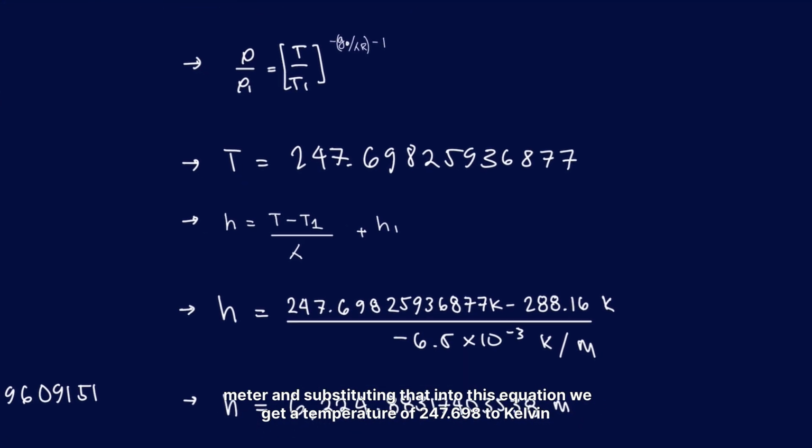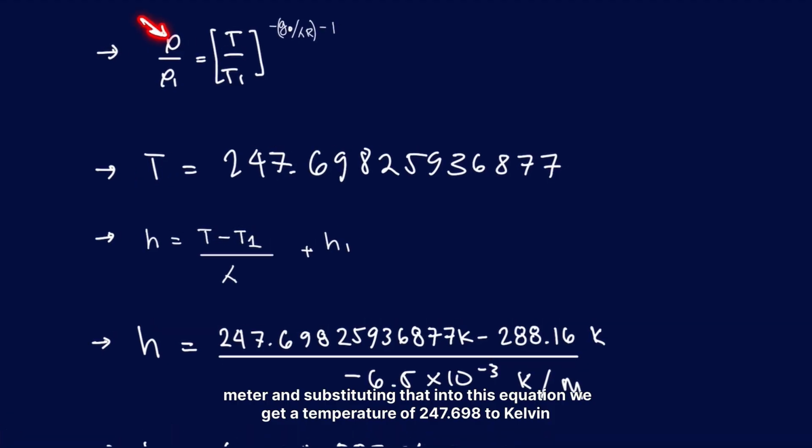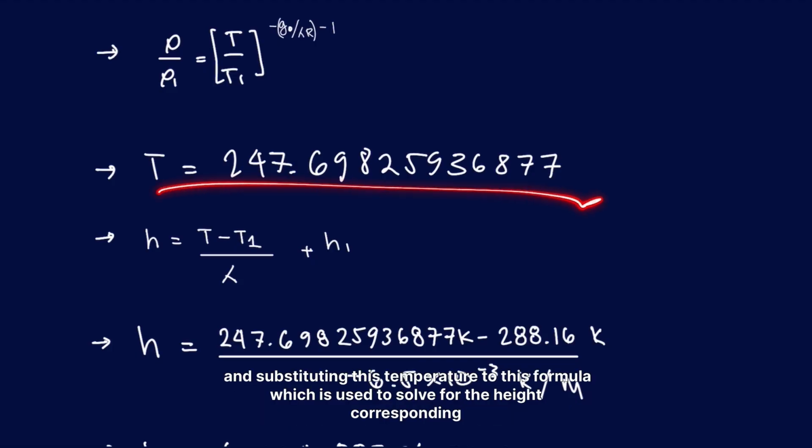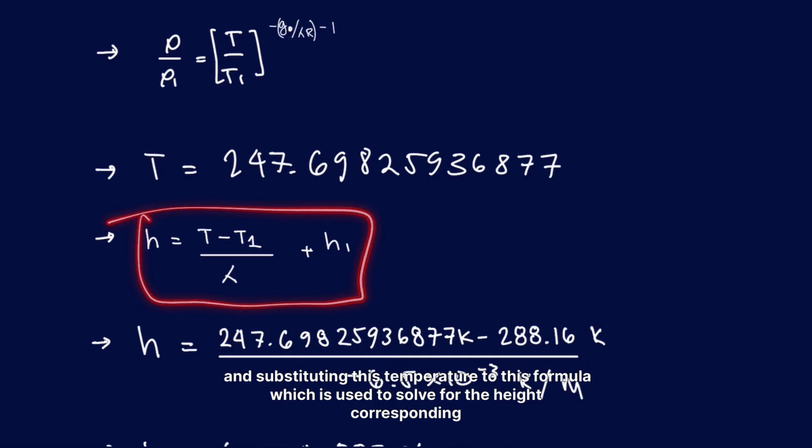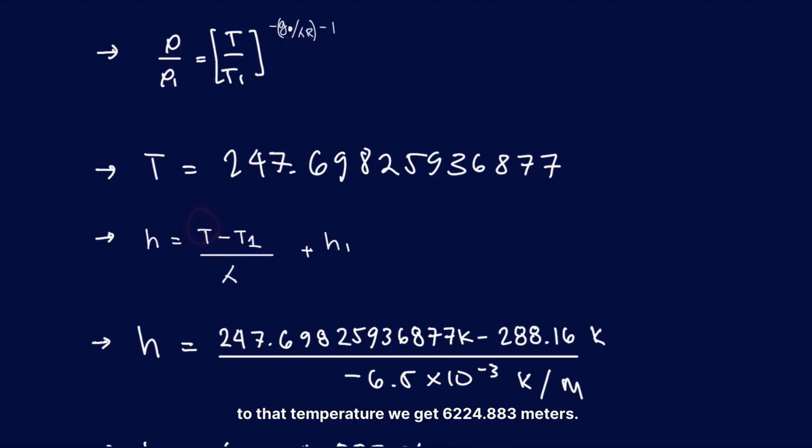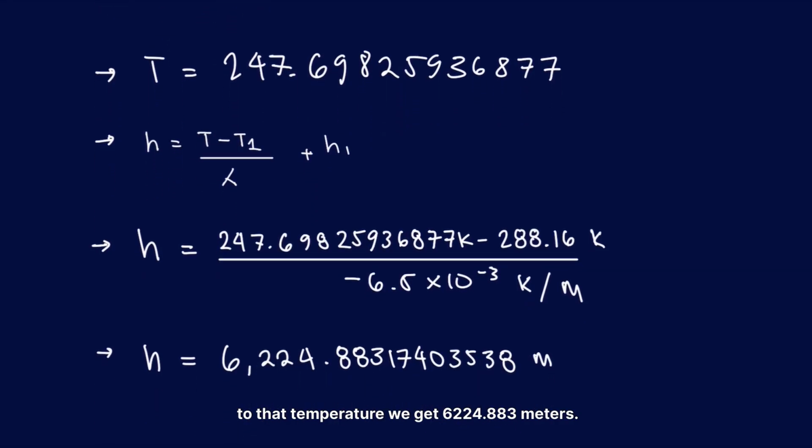And substituting that into this equation, we get a temperature of 247.698 Kelvin. And substituting this temperature to this formula, which is used to solve for the height corresponding to that temperature, we get 6,224.883 meters. And that is now your density altitude.